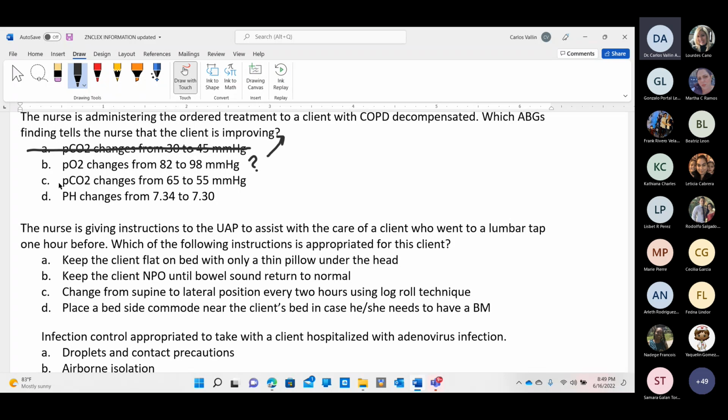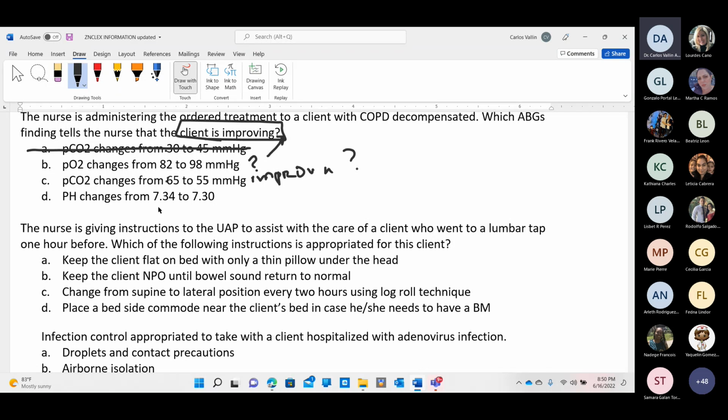PCO2 changes from 65 to 55. Is it improving or deteriorating? If you go from 65 to 55, it's improved. The number is still bad, too high, but you improve. It is improving, just not yet at the desired target.